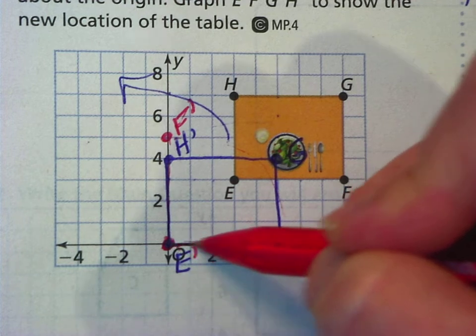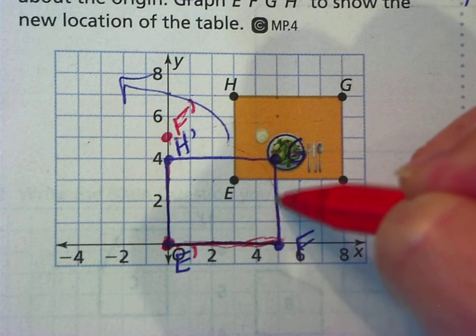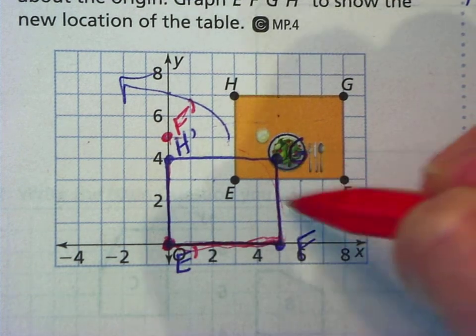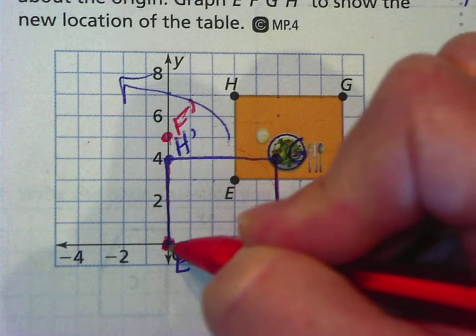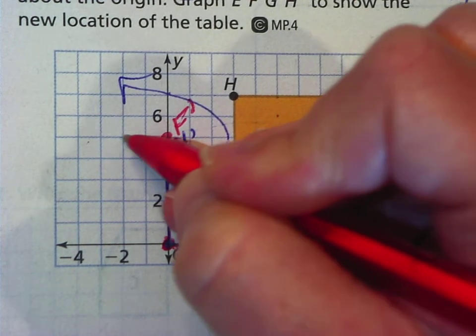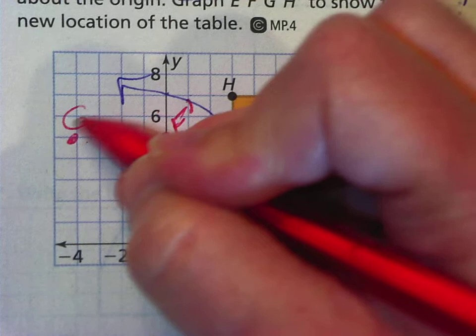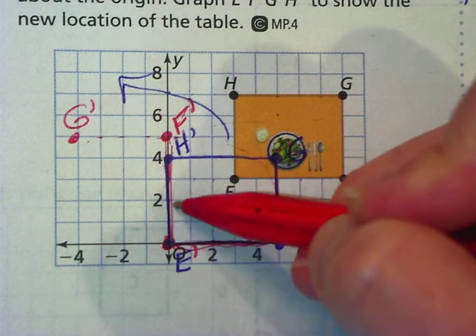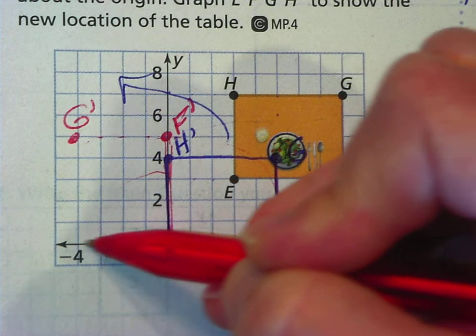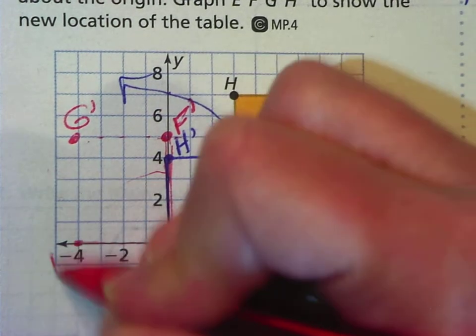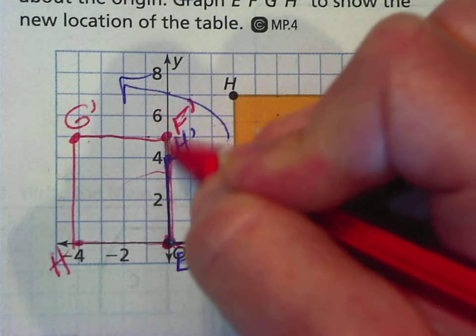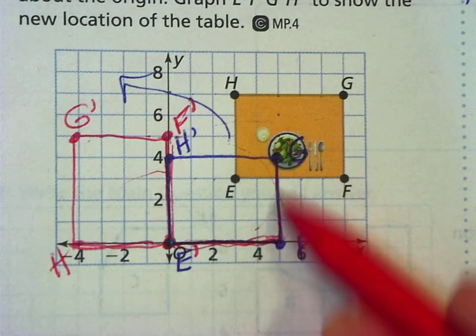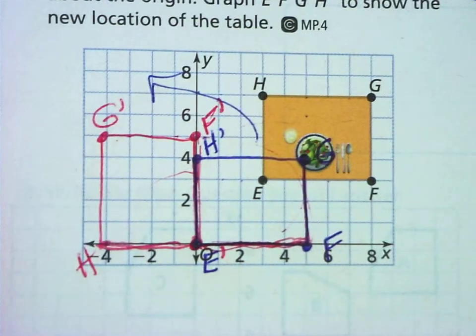G is now over 5, out 4. So then make one turn left and go over 5, out 1, 2, 3, 4. That's where G is going to be. And then H is 1, 2, 3, 4 on this axis. So you're going to make one turn left and go 1, 2, 3, 4 on this axis. So that is the final resting place of the table, one turn counterclockwise. I hope that helps.